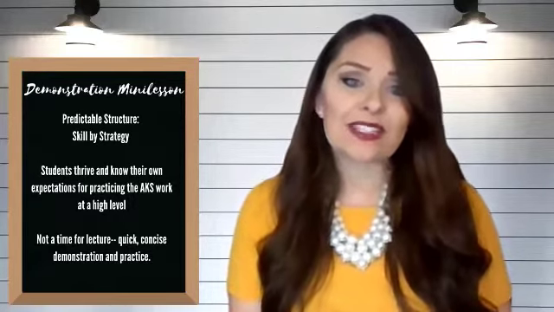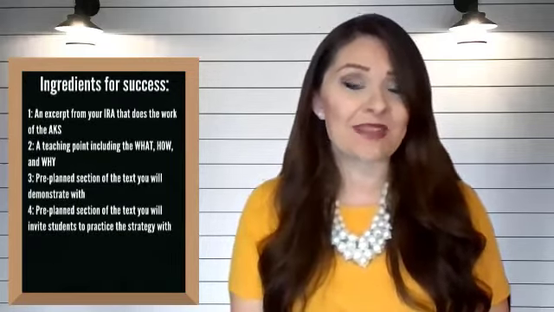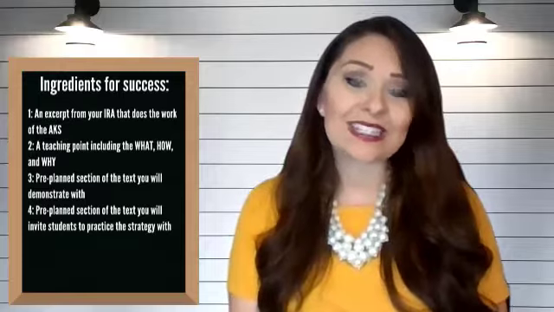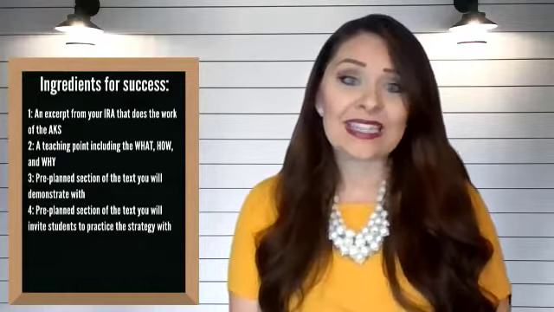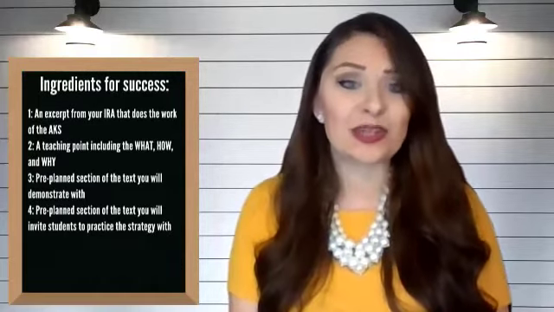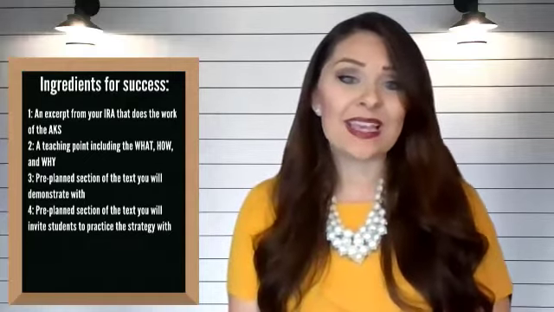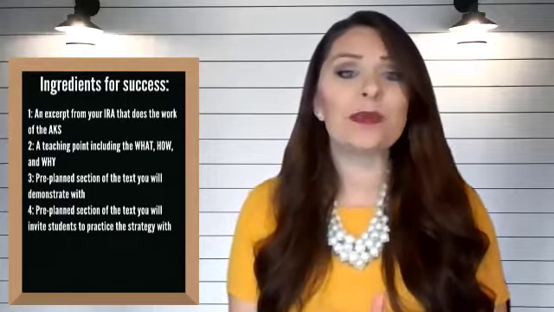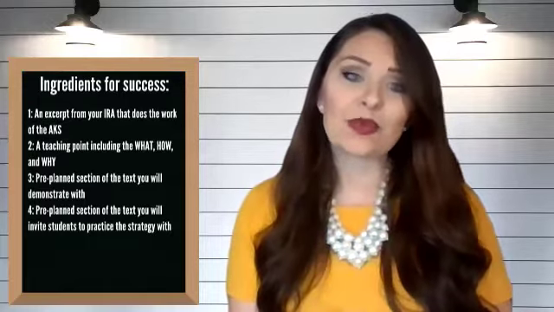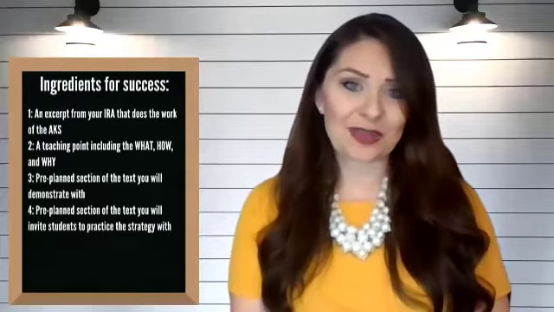So to conduct an effective mini lesson, there are a few steps you'll want to make sure you take ahead of time. Step 1 is to choose an excerpt from your interactive read aloud that does the work of the AKS. Step 2 is to write a really thoughtful, clear, and concise teaching point, including the what, the how, and the why. Step 3 is a pre-planned section of the text you'll demonstrate with. And step 4 is a pre-planned section of the text you will invite students to practice the strategy with.